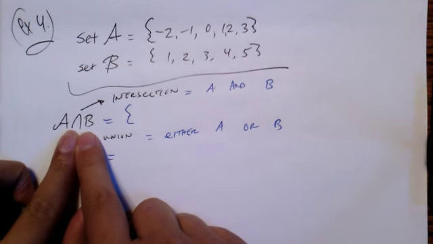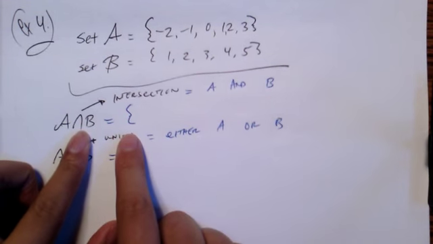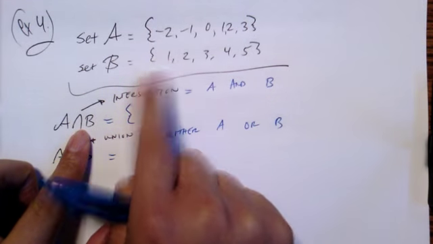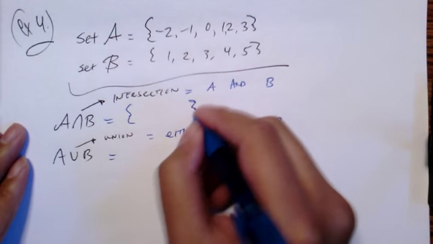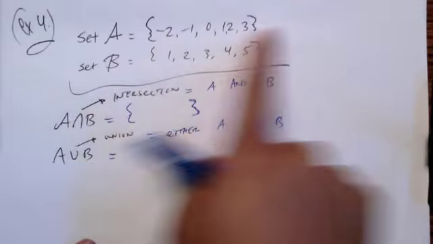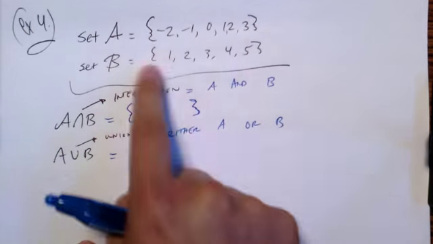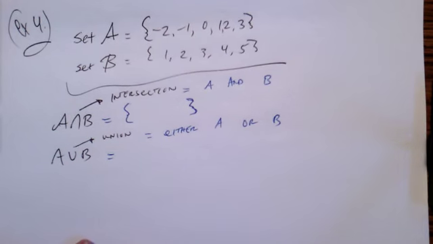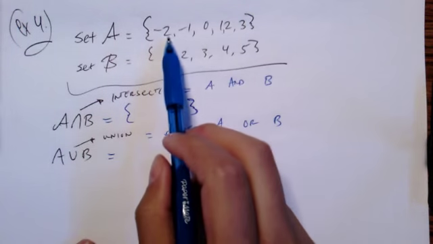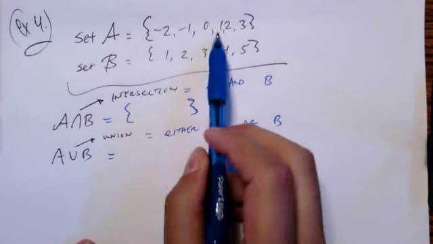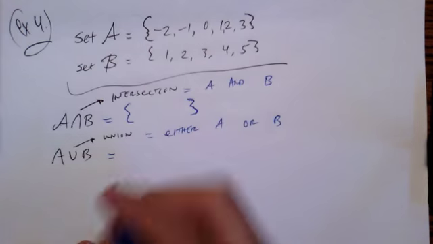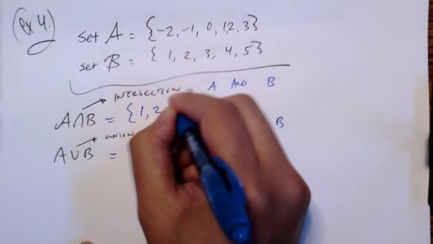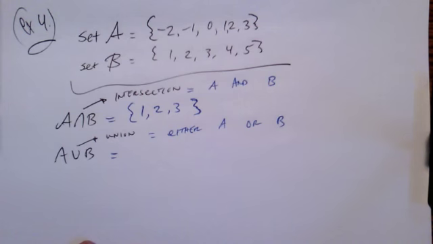A intersection B. So they want to know all the numbers that are in A and B. Okay, A and B. A intersection B, A and B. So you look at these right here. Look at set A real quick. You look at set B. Which numbers are in both of them? Is negative 2 in there? No. Ones match up. 2's match up. And 3. So what you're going to do is write the elements 1, 2, 3 right there.